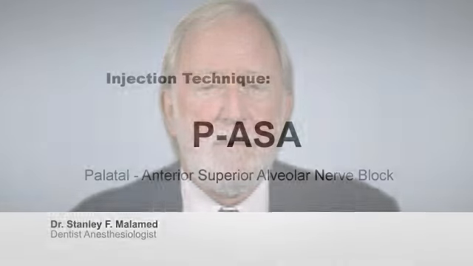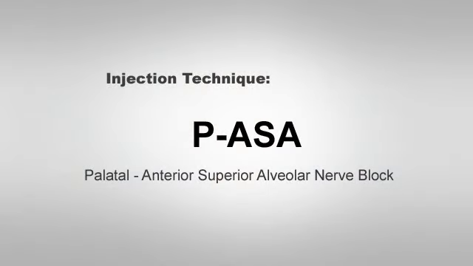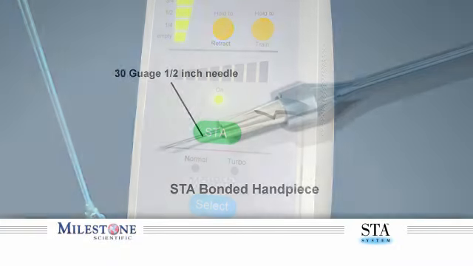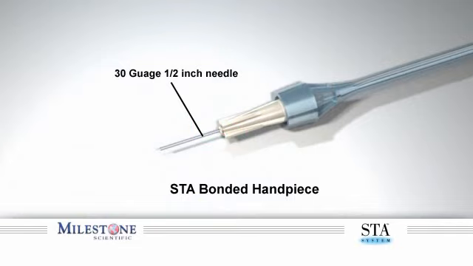Let's discuss how to begin. Injection technique: P-ASA, or palatal approach, anterior superior alveolar nerve block. Before you begin, verify the STA system is set to the STA mode. It is recommended that you use the 30-gauge half-inch bonded STA1 handpiece for this injection.